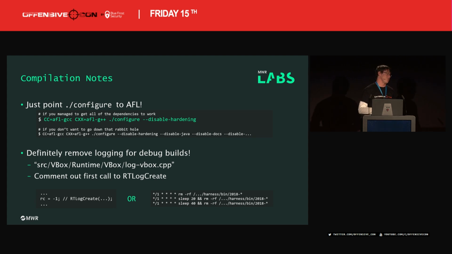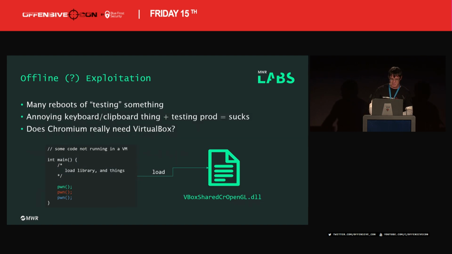Comment out RTL log create within that source file. Chromium, upon initialization, creates a log file and writes to it. So if you're fuzzing 3D acceleration, you're going to fill up your disk space. Or you can be this idiot and create a bunch of cron jobs that run every 20 seconds to clear a folder. It took me a while to find out that this was the problem.